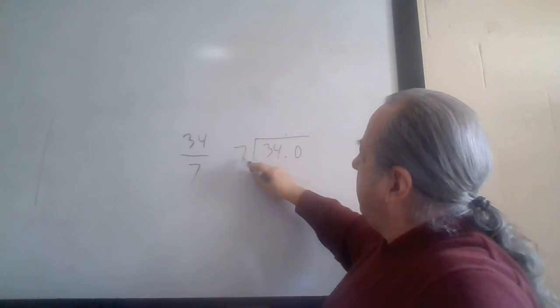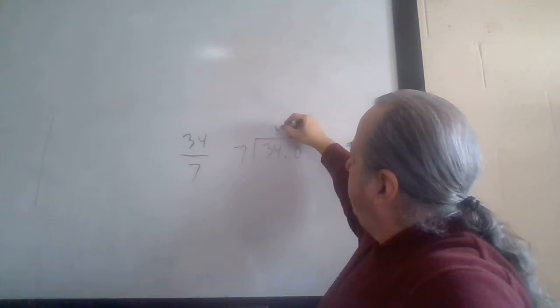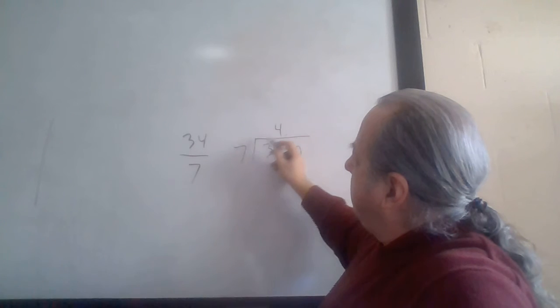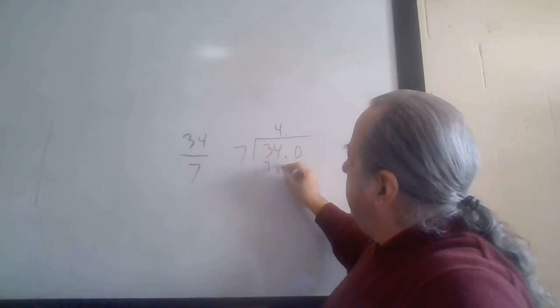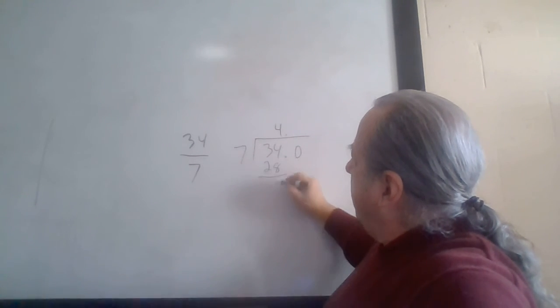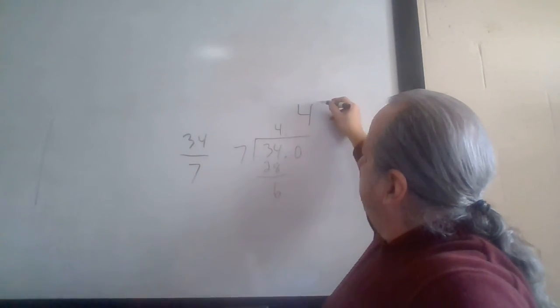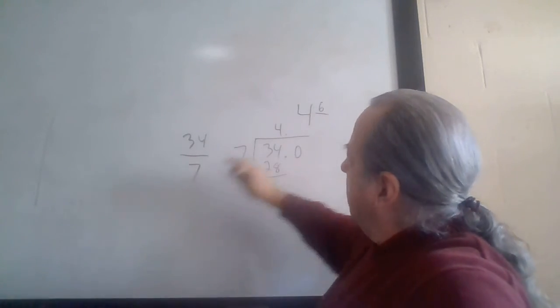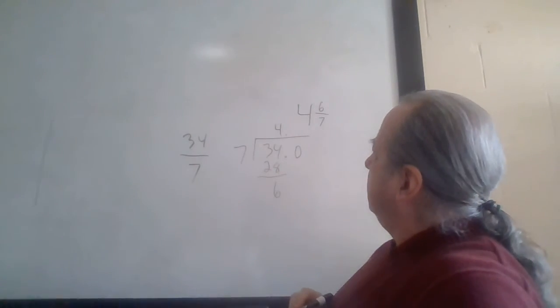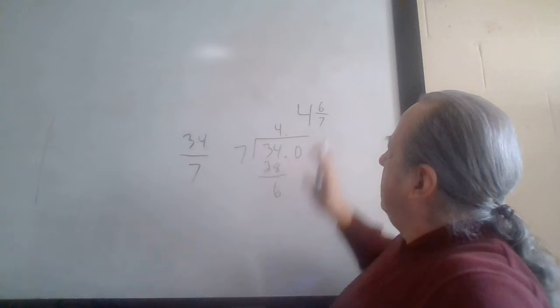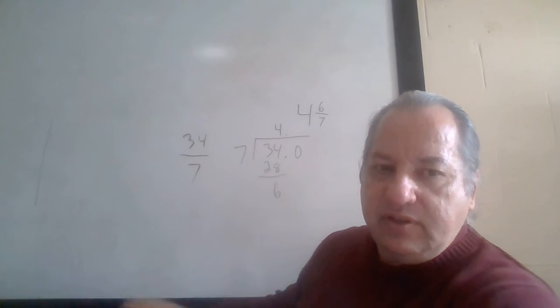7 goes into 34 4 times. Multiply back. 4 times 7 is 28. Subtract. 34 minus 28 is 6. That's my remainder. My whole number is 4. My remainder is the numerator, 6. And the original denominator, 7. So 34 over 7 is the same as 4 6/7.